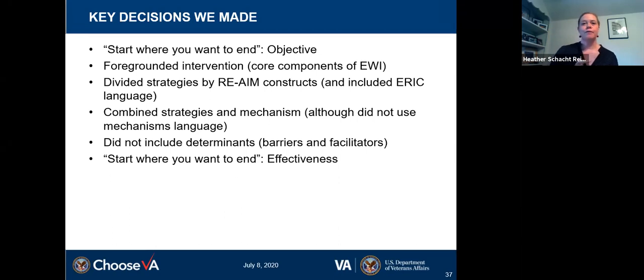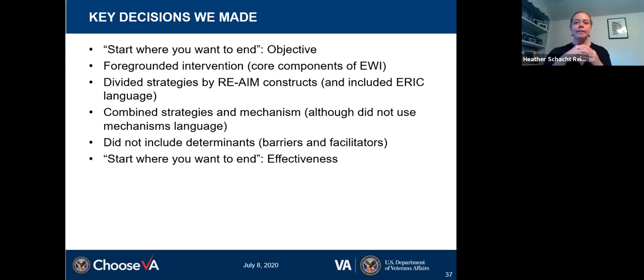We chose to foreground the intervention or the core components of the EWI, so that's what started on the left-hand side. We divided the strategies by the REAIM constructs, and we decided to use ERIC language, so that it could be a reference for the EWI teams. I would argue we combined strategies and mechanisms. Implementation science experts in mechanisms may not agree with that, but in using their own language for what they did and how they thought it had an impact, it combined them. We also didn't include determinants or barriers or facilitators.